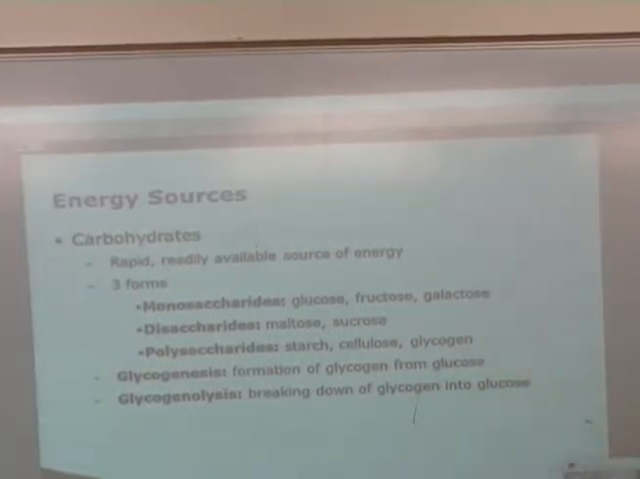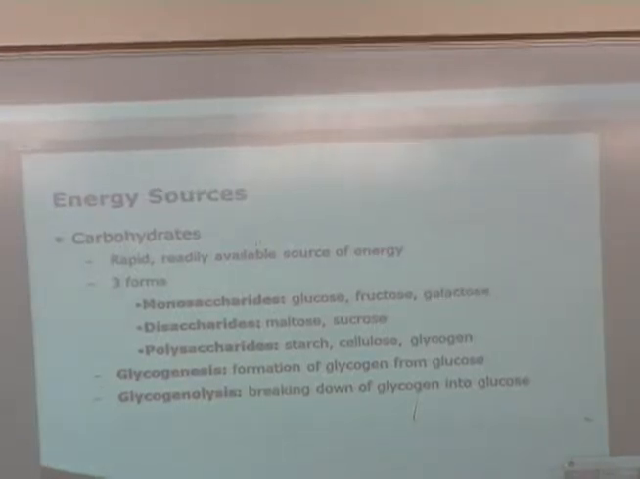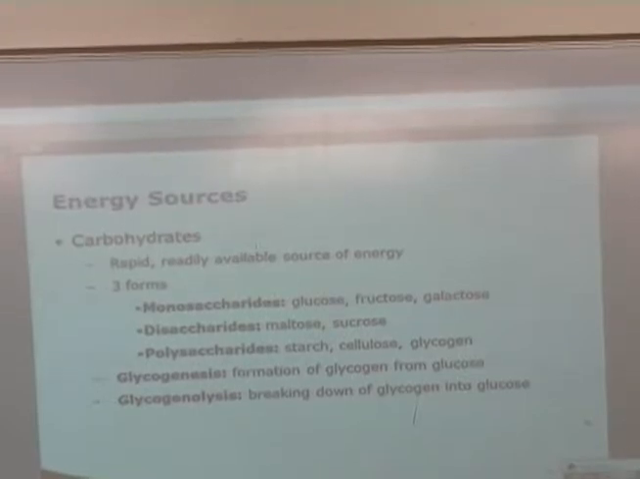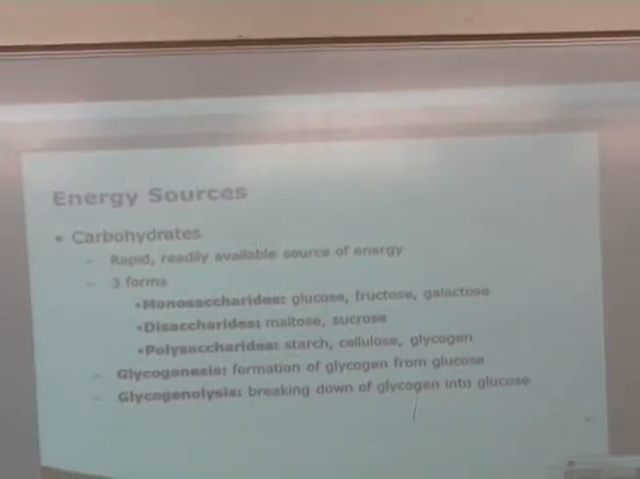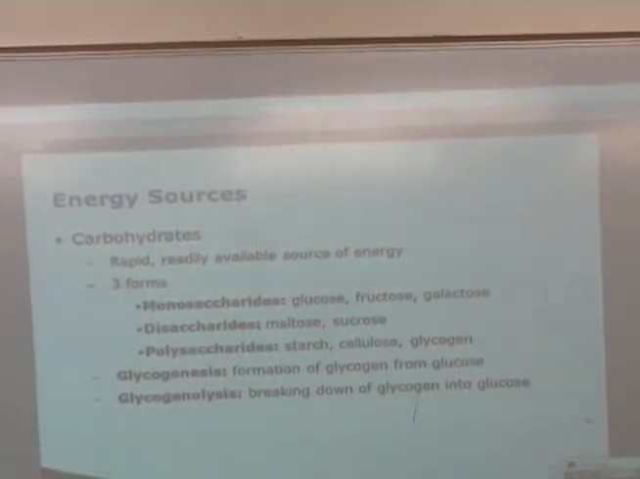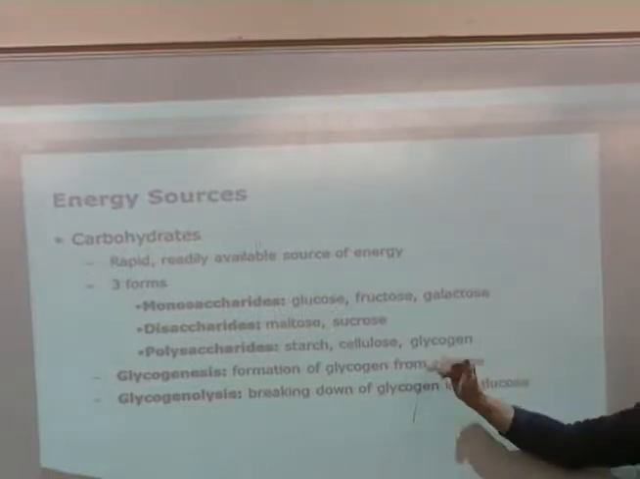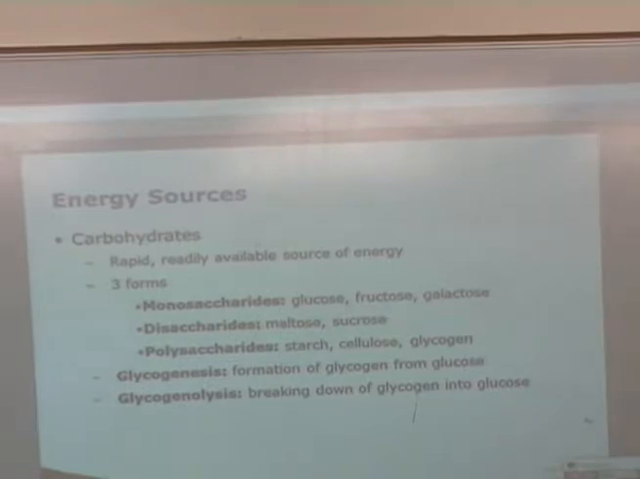Glycogen is our storage form of carbohydrate in the human body. So we have very little glucose stored. The only glucose store is the glucose that's in your bloodstream. Most of our carbohydrate within our bodies is stored either in the muscle tissue or in the liver as glycogen. Right?